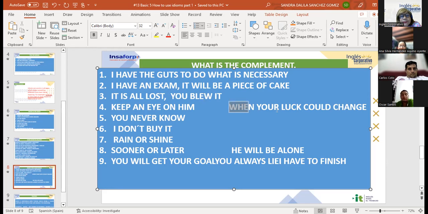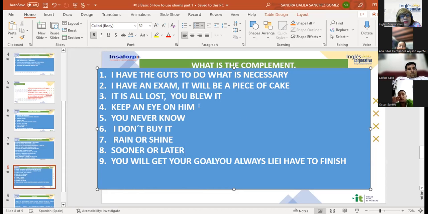Keep an eye on him. Dice, cuídalo, va. ¿Pero por qué? He will be alone. Ajá, porque él quedó solito. Keep an eye on him. He will be alone. ¿Por qué lo va a cuidar? Porque va a quedar solo. You never know. Usted nunca sabe, ¿verdad? Lo que pueda pasar.